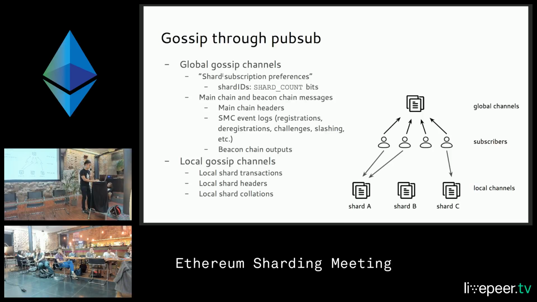So we use the global gossip channels to broadcast the shard subscription preference. Every node will broadcast its currently interested shards, so everyone will know which peer is listening to which shard. We also use the global gossip channels to broadcast the main chain and beacon chain messages, and the local gossip channels carry the shard-specific information.